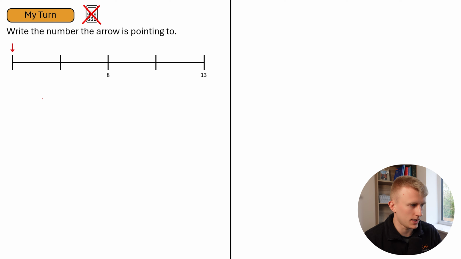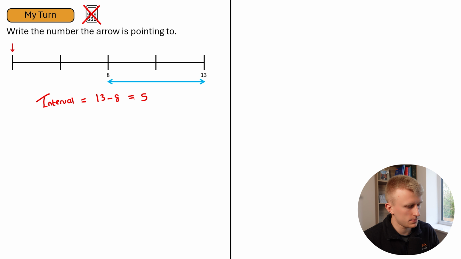So let's start in the same way. Let's work out what our interval is. So the interval is the difference between 13 and 8. The interval is equal to 13 subtract 8, which is 5. And we've split that interval into 2 equal steps. So 1 step is going to be 5 divided by 2.